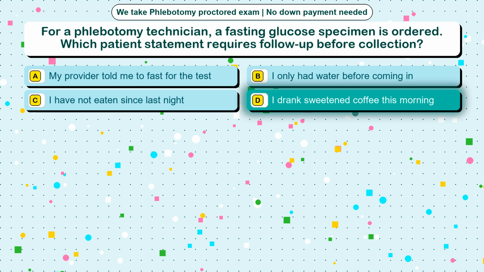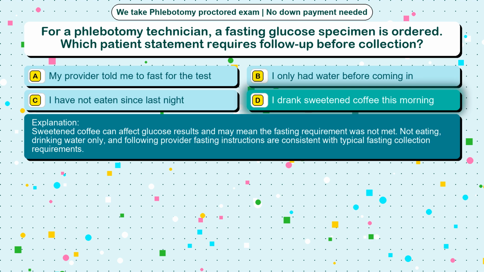The correct answer is option D. I drank sweetened coffee this morning. Sweetened coffee can affect glucose results and may mean the fasting requirement was not met. Not eating, drinking water only, and following provider fasting instructions are consistent with typical fasting collection requirements.